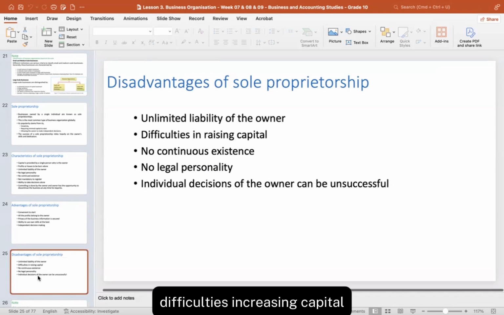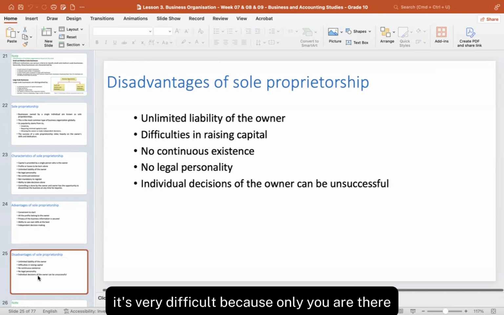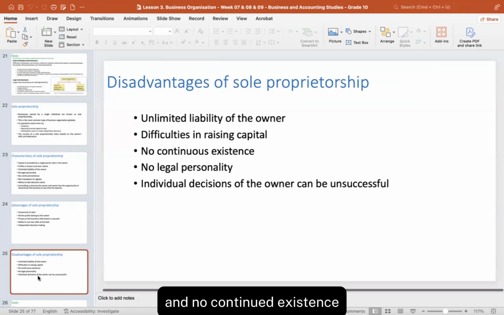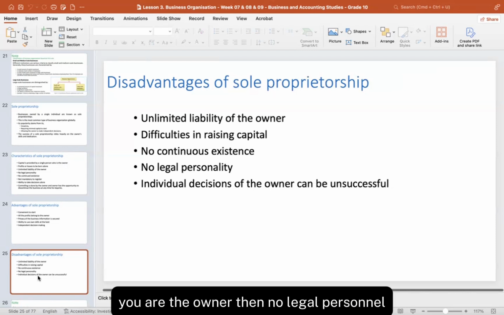Then difficulties in raising capital. Okay, it's very difficult because only you are there. Okay, and no continued existence. If something happens to you, who will look after your business? Nobody. Okay, because only you are there. You are the owner. Then no legal personality.